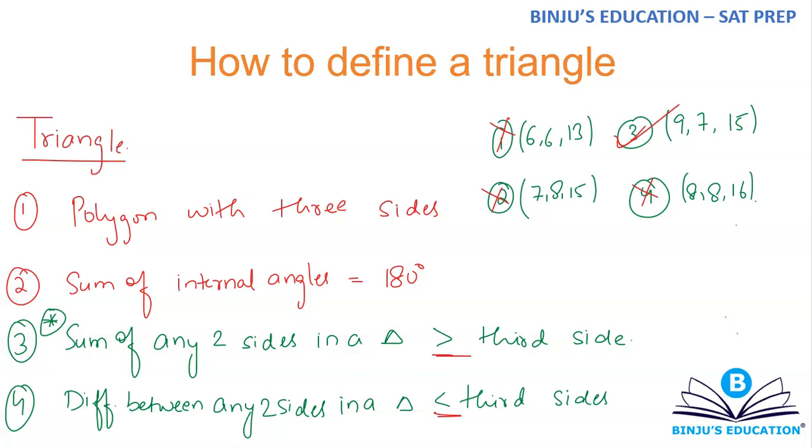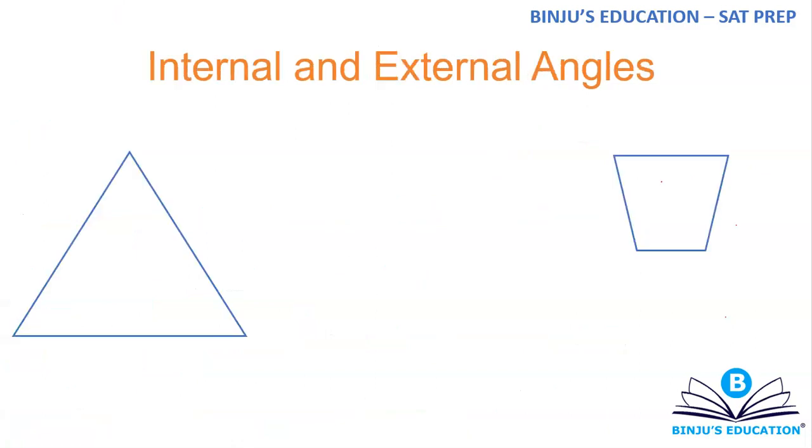All right. Now, moving on to the next thing, that is internal and external angles of a triangle. This is the first thing that we need to understand. Whenever you talk about a triangle, whatever type of triangle it may be, a triangle consists of 3 internal angles and 3 external angles. So let's do one thing.